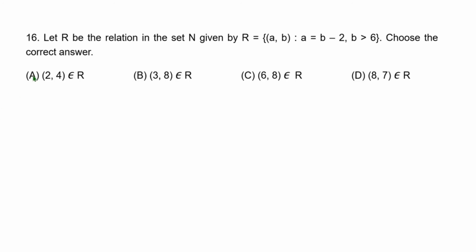Next question. Let R be the relation in the set N of natural numbers given by R = set of all ordered pairs (a, b) such that a = b - 2, b greater than 6. Choose the correct answer. The first one is the ordered pair (2, 4) belongs to R. Here b should be greater than 6, but here we have b as 4. So the first one is not the correct answer. The second one, we should have a = b - 2. Here 3 is not equal to 8 - 2. So B is not the correct answer. Let us take C. Here 6 = 8 - 2. So the correct answer is C.